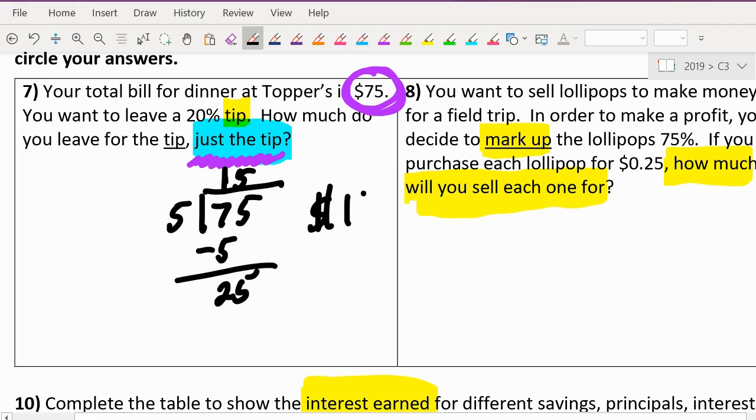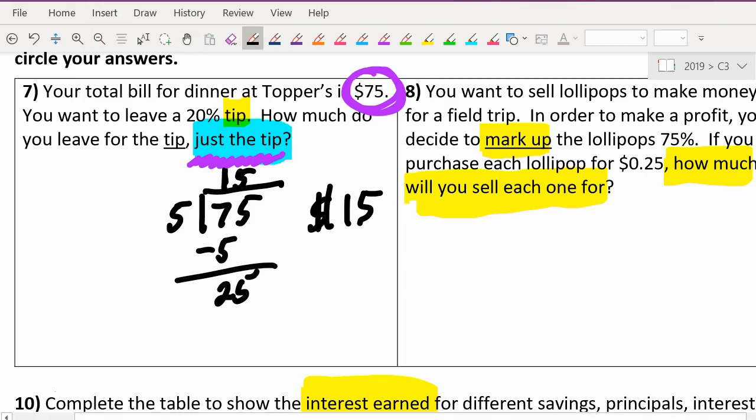Okay, so your answer was correct if you had $15. Who had $15? Woo! All right. Who multiplied to get it? What did you multiply by? Times 0.20. Exactly. Very good. Not 0.02, because that would be 2%. Excellent job, Valeria.